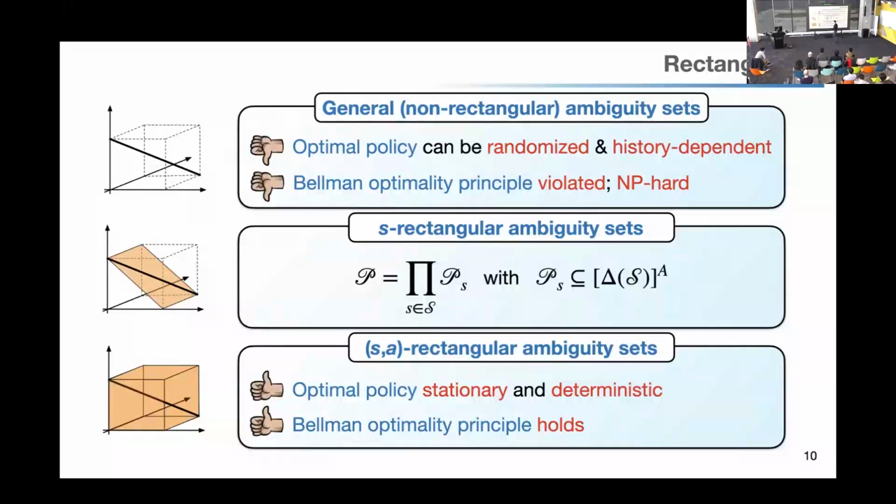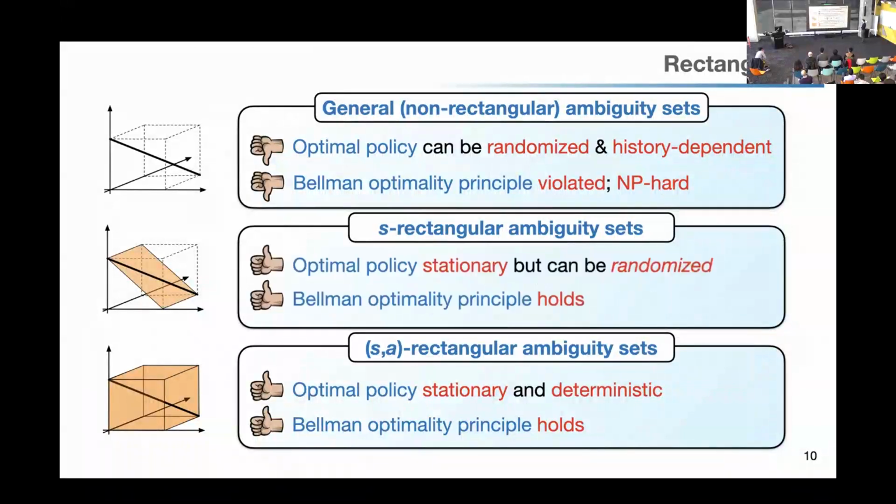So because of this, people have looked at wider classes of ambiguity sets for which we can still perform tractable computations. And one such class is the class of S-rectangular ambiguity sets, where we again assume that the ambiguity set is a cross product of smaller sets. However, now just one set for each state as opposed to one set for each state action pair.